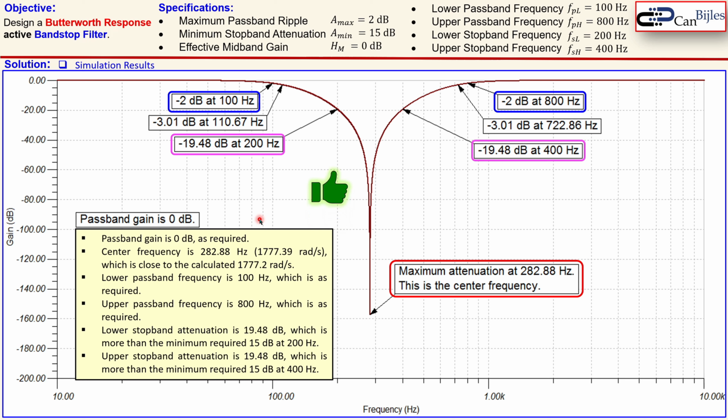Right, this was our example considering the bandstop filter design having a Butterworth response. We have used the Geffe algorithm to create this filter circuit.